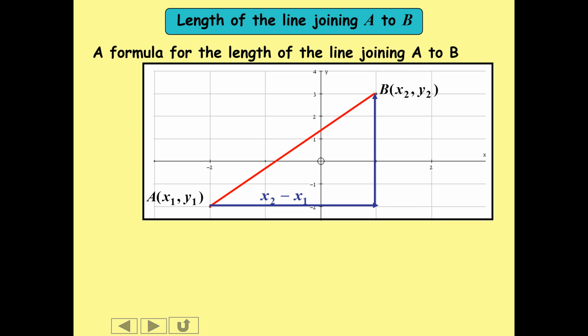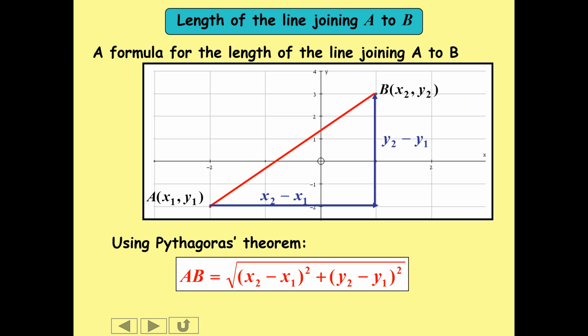We then construct the vertical line. The length of this line is equal to the difference of the y values, y2 subtract y1. Using Pythagoras theorem, this gives us the formula for the length of the line AB as the square root of x2 subtract x1 to be squared plus y2 subtract y1 to be squared. This formula can be found in your maths tables in the coordinate geometry of the line section. Please record this formula in your notes copy.